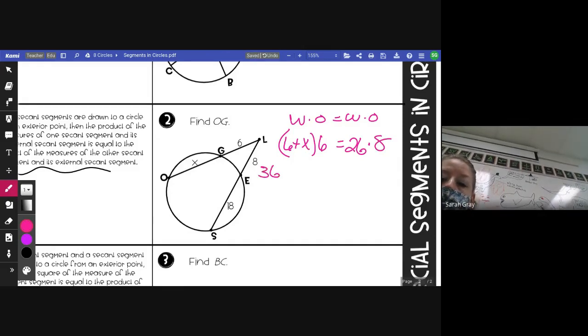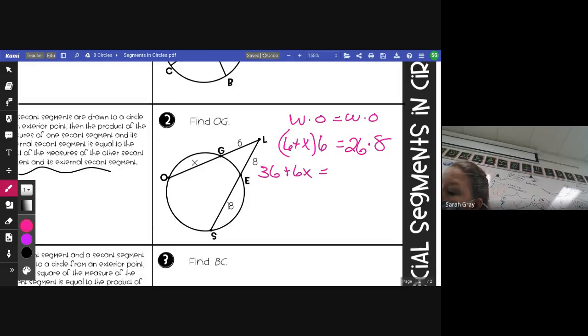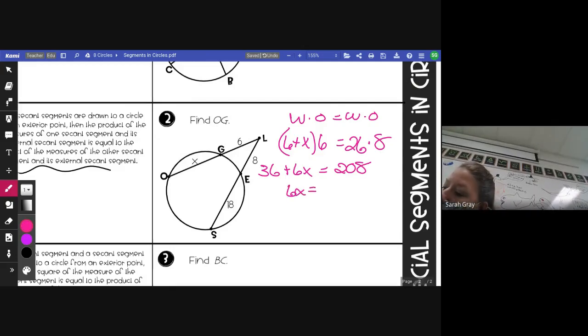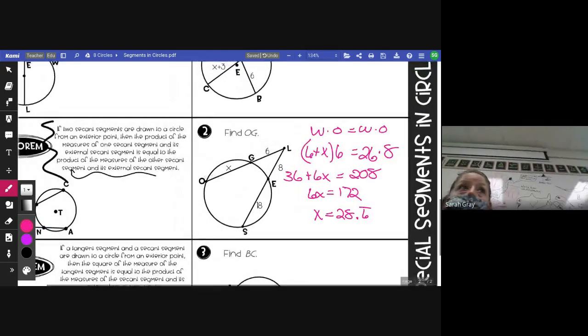So the first one we're going to distribute, so it'll be 36 plus 6x. The second one is just multiply, 208. 6x equals 172. x equals 28.6 repeating. Okay. Any questions there? Whole times outside?